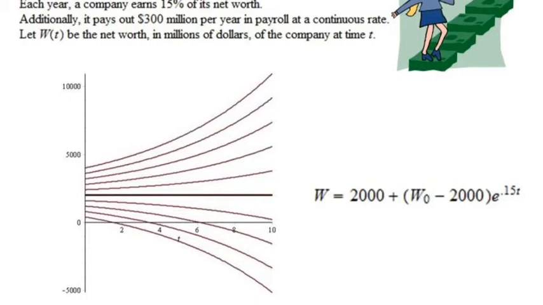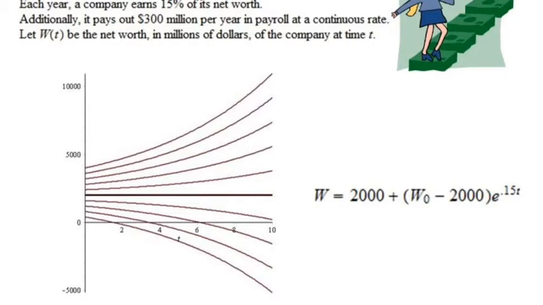Notice, and if you looked at the original differential equation, which I didn't put on here because I'm a bad professor, 2000 is an equilibrium solution. dW/dt is 0 when W is 2000. And so if you had 2,000 million, also known as $2 billion in your company, you would just stay at that level forever, which most people will be pretty happy with.